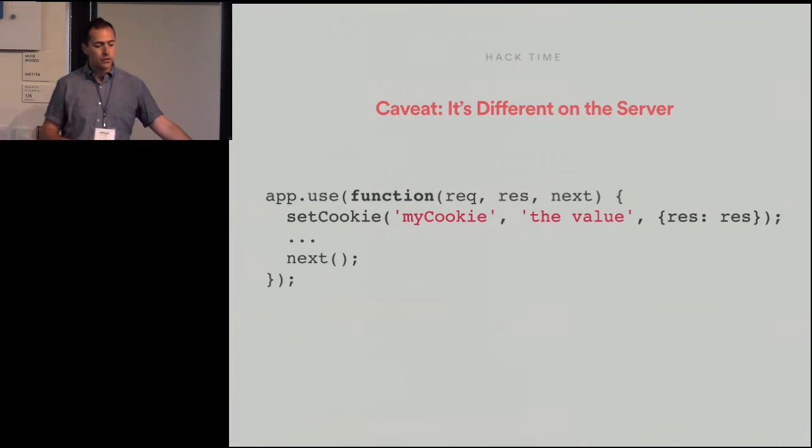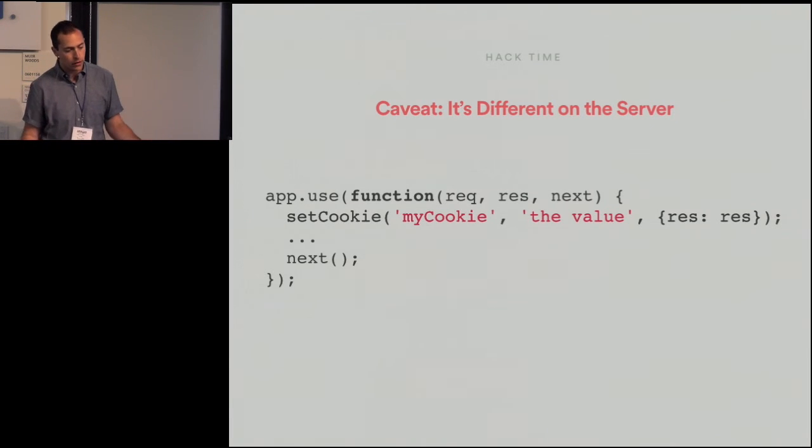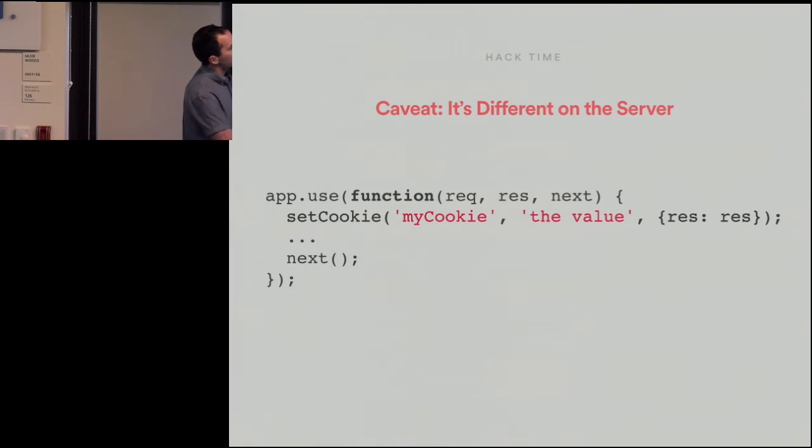And so if we were to use this in an Express middleware, and an Express middleware has three arguments: the request object, the response object, and the next callback, we could do something like this.